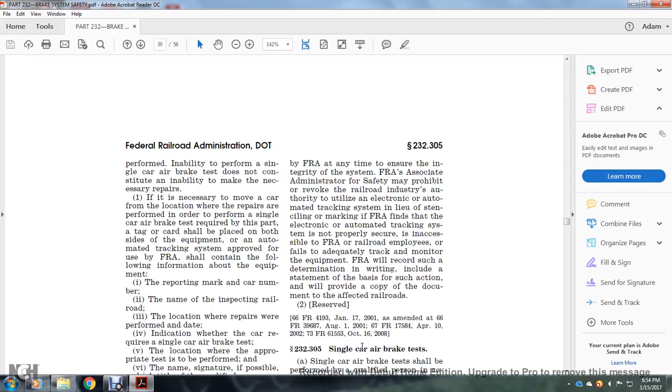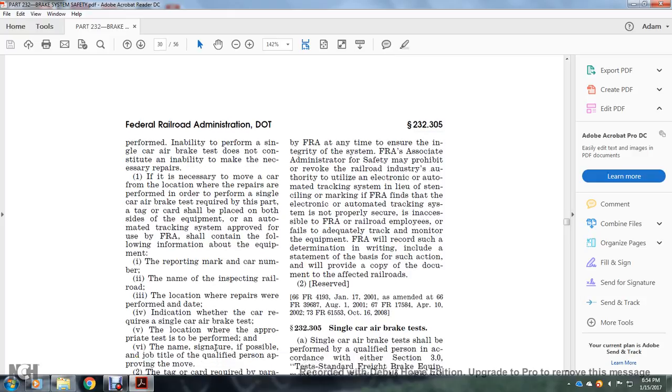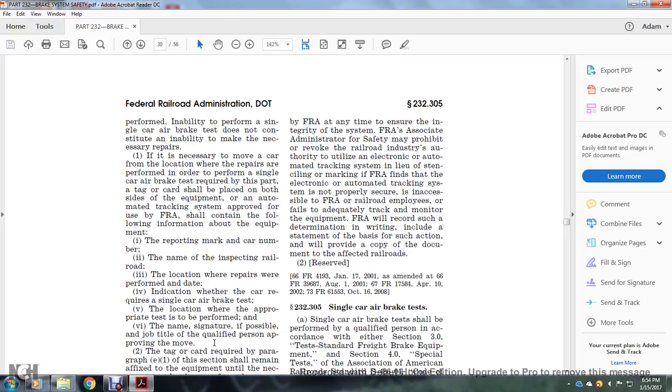or an automated tracking system approved for use by the FRA shall contain the following information about the equipment: the reporting mark and car number, the name of the inspecting railroad, the location where the repairs were performed, an indication whether the car requires a single car air brake test, the location where the appropriate test is to be performed, and the name, signature and job title of the qualified person approving the move.